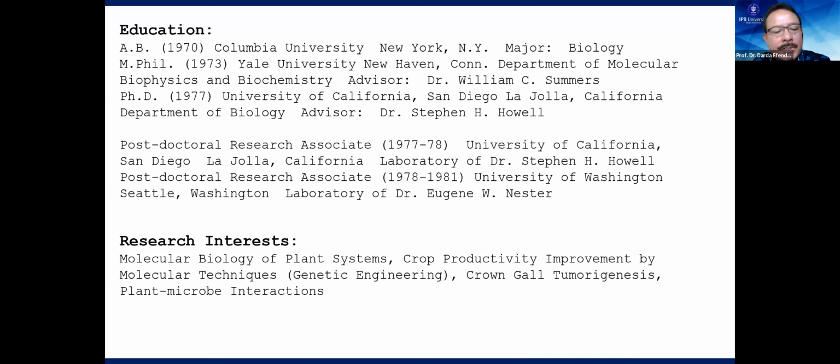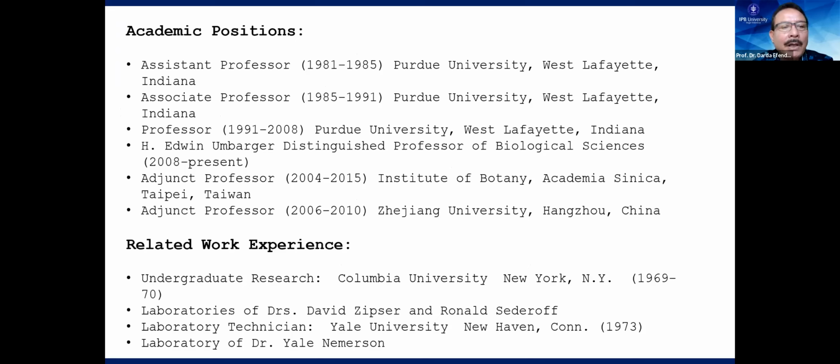crown gall tumorigenesis, and plant-microbe interactions. Academic positions: assistant professor in 1981, associate professor, and then full professor 1991 to 2008 at Purdue University, and then Edwin Amberger Distinguished Professor of Biological Sciences from 2008 until now, and adjunct professor 2004-2015 at the Institute of Botany, Academia Sinica, Taipei, Taiwan, and also adjunct professor 2009-2010 at Zhejiang University, Hangzhou, China.